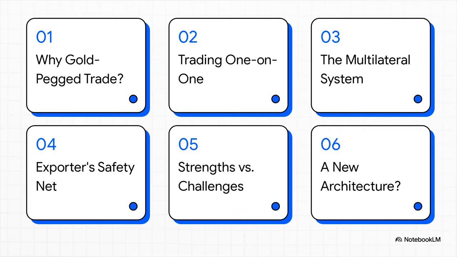So here's the game plan for how we're going to break this all down. First, we'll look at the big idea. Why gold? Then, we'll see how it works with a simple two-country trade. After that, we'll scale it up to see how a whole network of countries could use it. We'll even look at how individual businesses are protected. And then finally, we'll weigh the pros and cons to see if this is a real deal vision for the future.